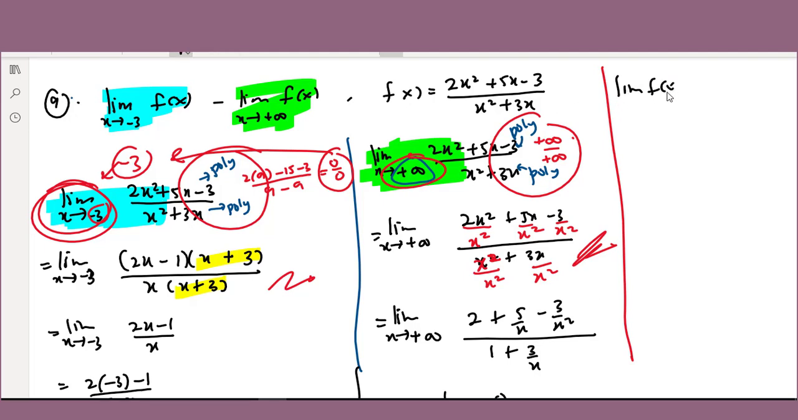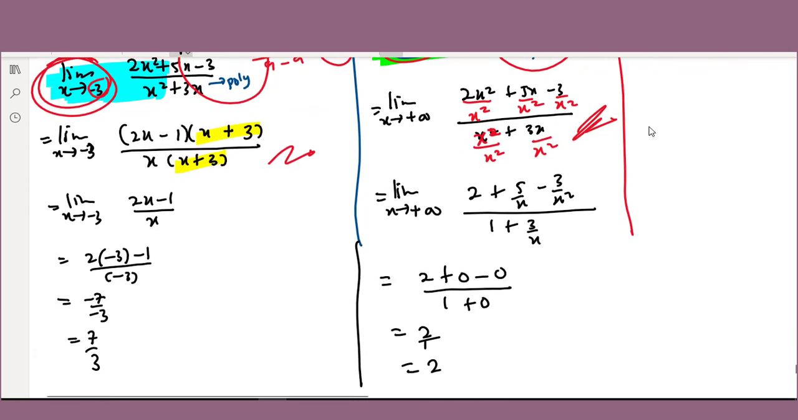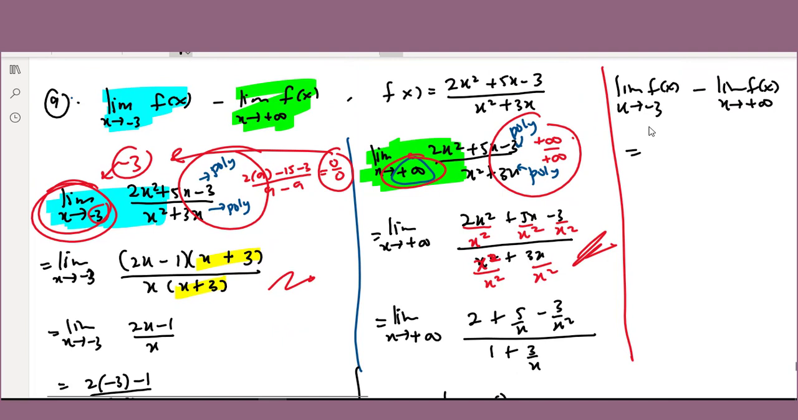So continue. Limit f(x), x approaches negative 3, minus limit f(x), x tends to positive infinity. So this one's answer is 7 over 3. 7 over 3 minus 2 is equal to 1 over 3. So the answer is 1 over 3 for number 9.